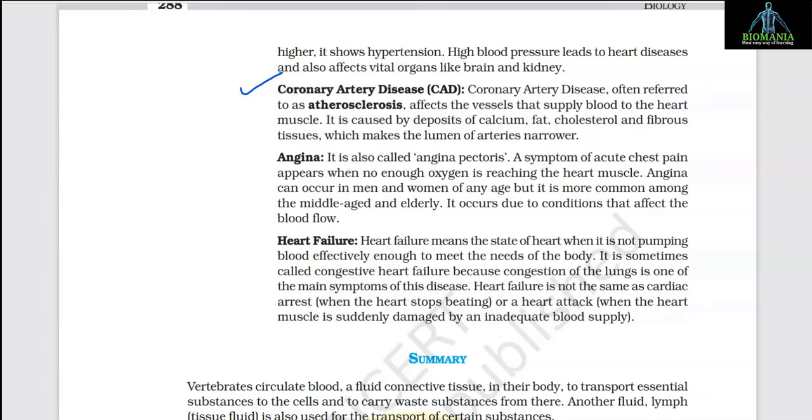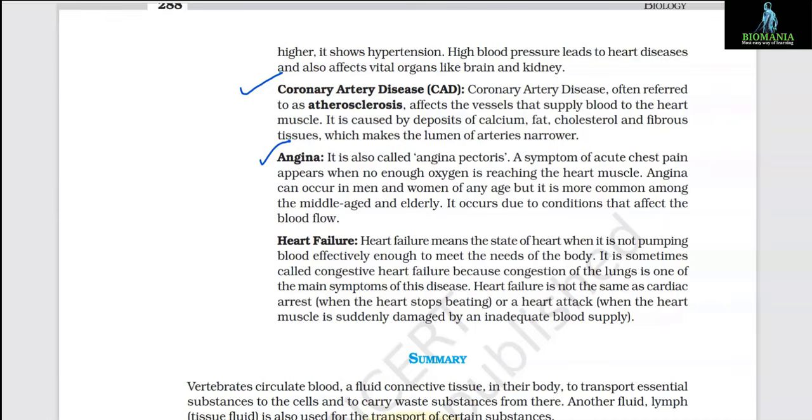Coronary artery disease, that is CAD. Coronary artery disease, often referred to as atherosclerosis, affects the vessels that supply blood to the heart muscles. It is caused by deposits of calcium, fat, cholesterol and fibrous tissues, which make the lumen of arteries narrower.